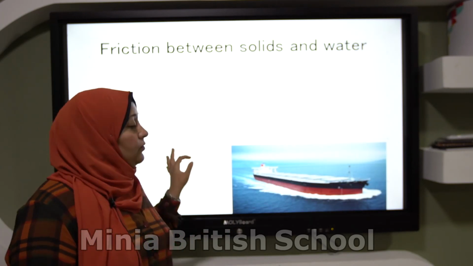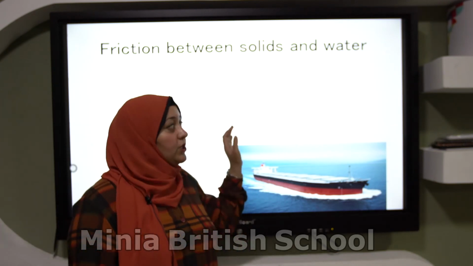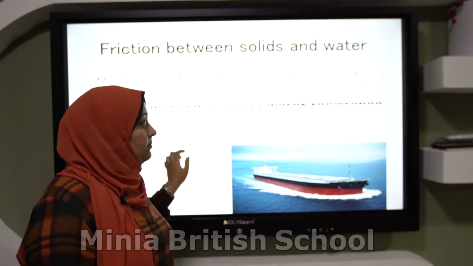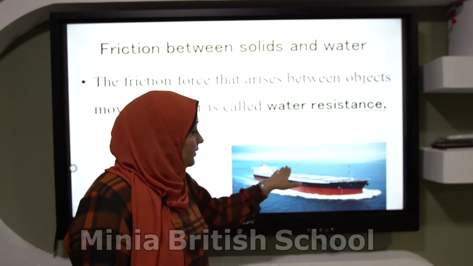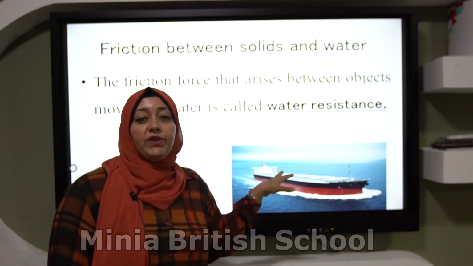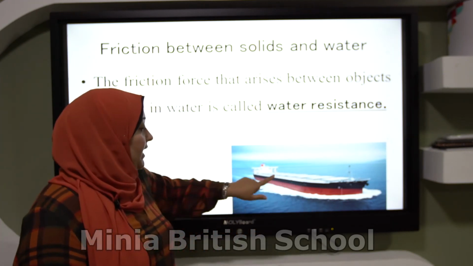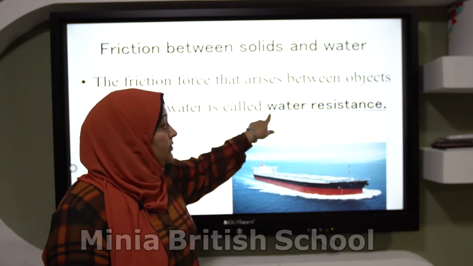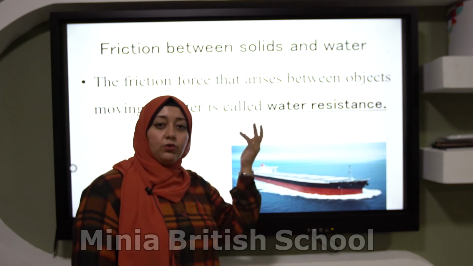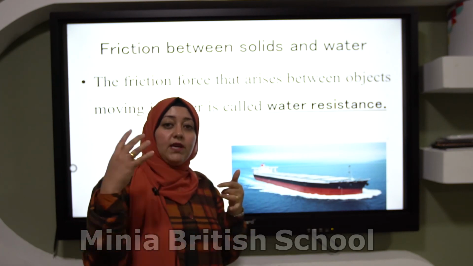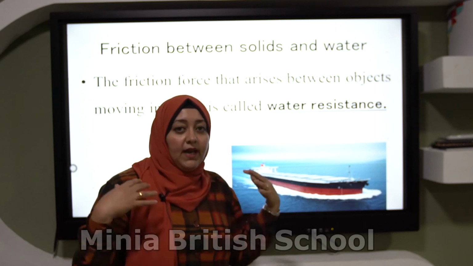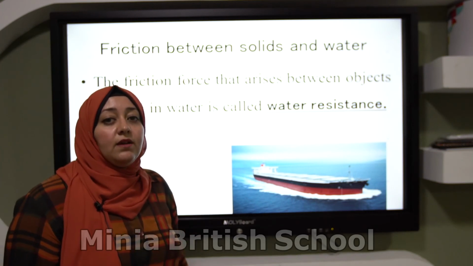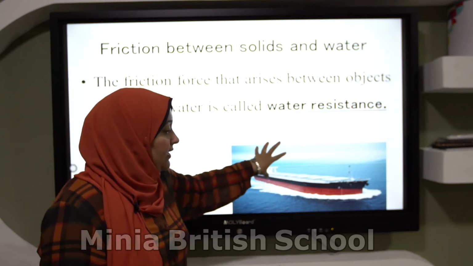The last type of the friction is between the solid and water. What is the meaning of this? When we have an object which swims or moves in water, there will be a friction between this object and the water. And this is called the water resistance. So we talked about the air resistance, which is the friction between the body and the surrounding air. And here, the water resistance is the friction between the object and the water.